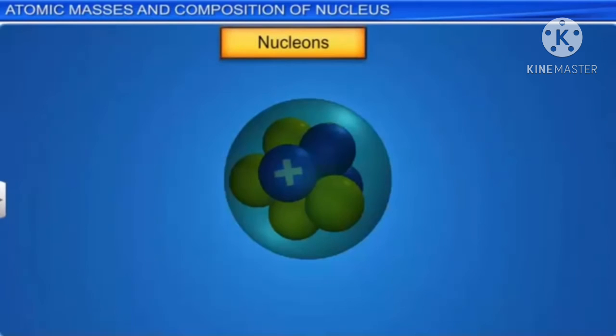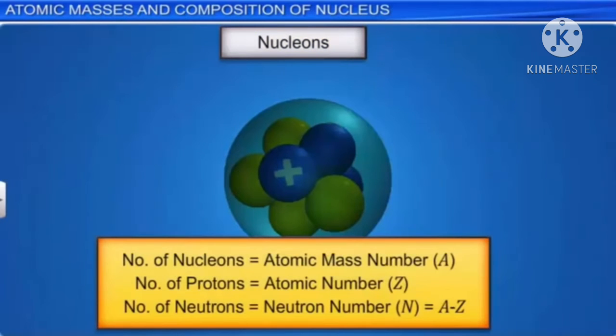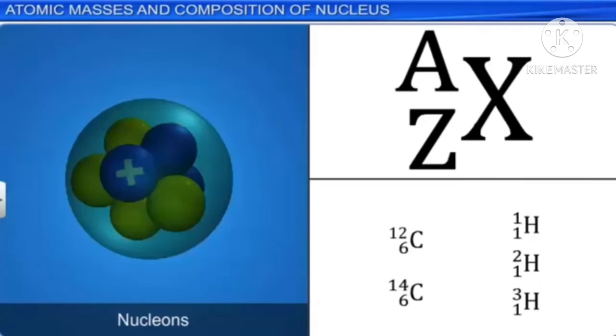The total number of nucleons in a nucleus is called the atomic mass number and is denoted by A. The total number of protons in a nucleus is called the atomic number and is denoted by Z. The total number of neutrons in a nucleus is called the neutron number and is denoted by N. In the notation for the nucleus species or nuclides, X is the chemical symbol of the element, A is its atomic mass, and Z is its atomic number.